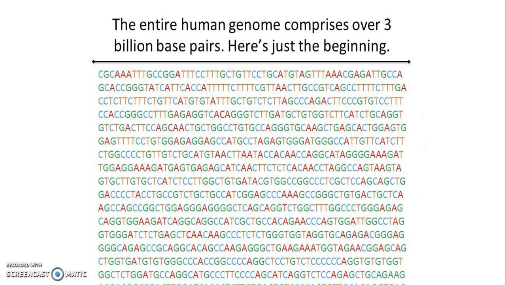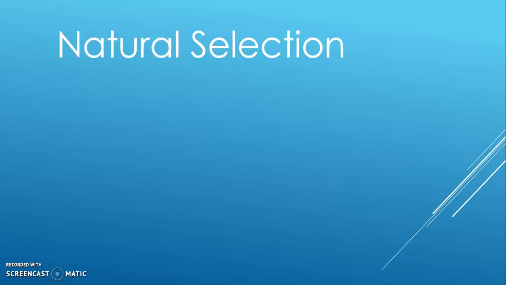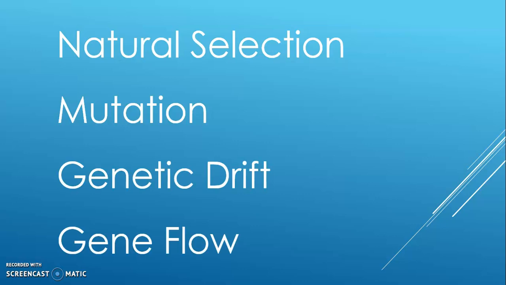Humans have about 3 billion bases, and about 0.1% of our DNA is different than the other. We are going to look at how our DNA changes over time and how species can evolve from what they used to be. The 4 mechanisms we will look at are natural selection, mutation, genetic drift, and gene flow.